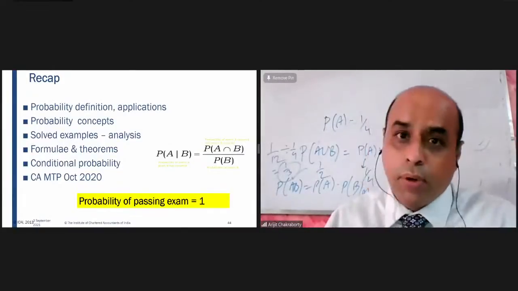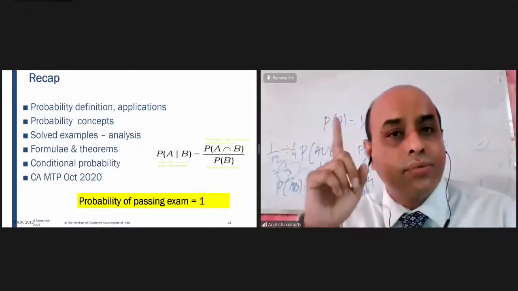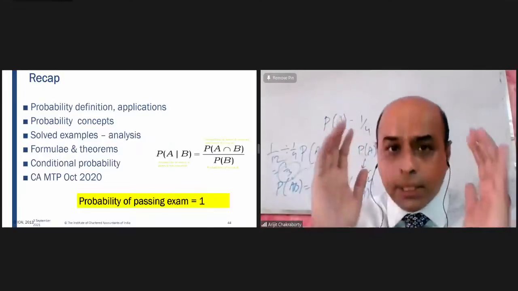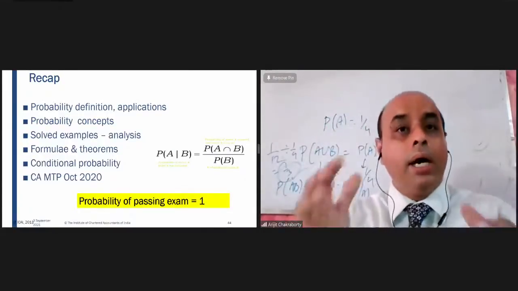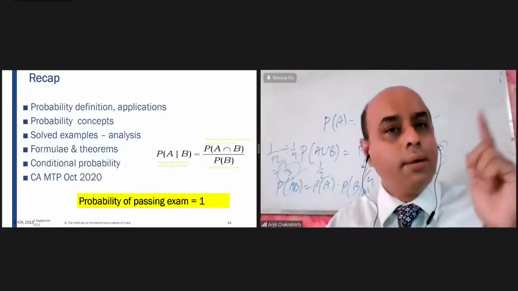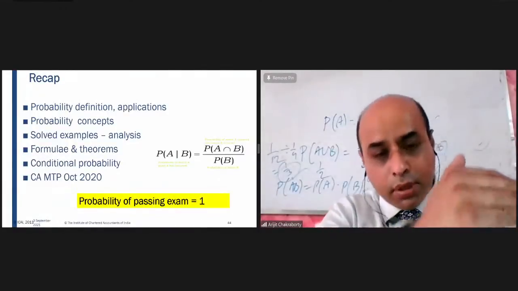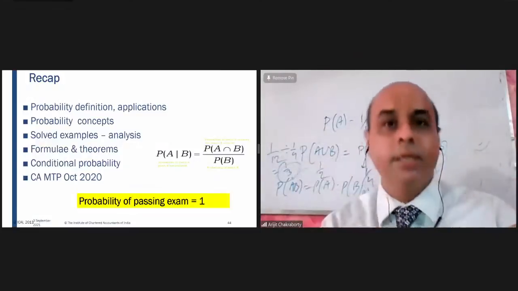But one more point, my dear friends, with which I will conclude is this chapter is vitally important, because unless I understand this chapter, I will not be able to understand the next chapter, which is binomial, Poisson distribution and normal distribution. Theoretical distribution chapter totally depends on the understanding of probability.